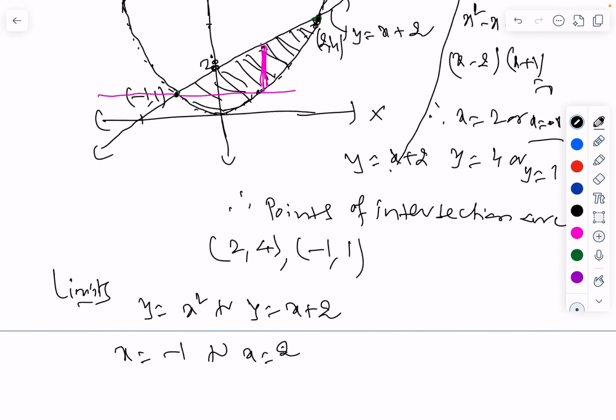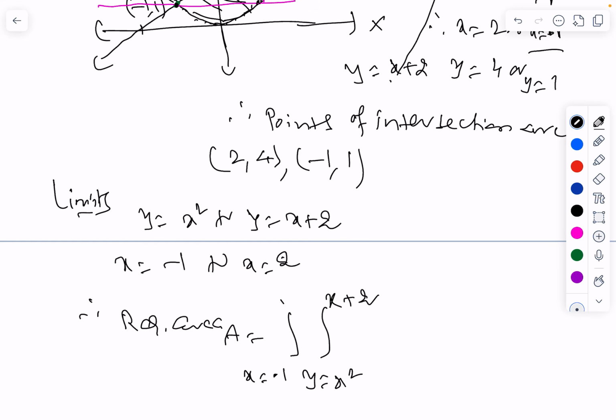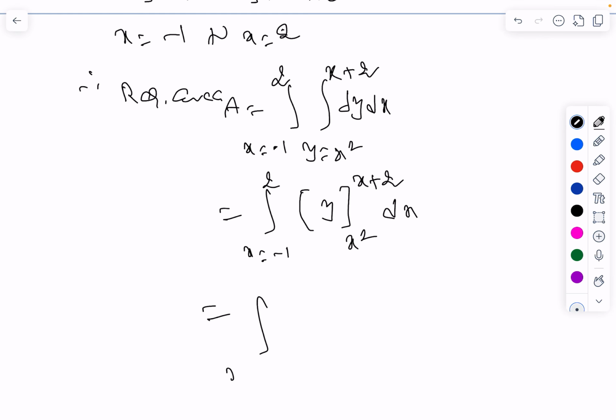This side x is 2, 2, 4. So therefore, the required area A equal to the integral of y equal to x square, 2x plus 2, x equal to minus 1 to 2, dy dx. So x is minus 1 to 2. This integration is y, that is x square, 2x plus 2, dx. This is x is minus 1 to 2.